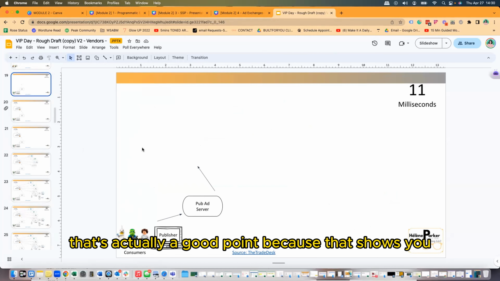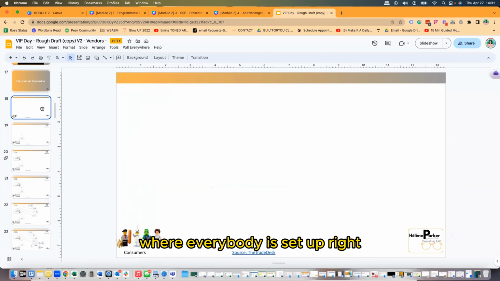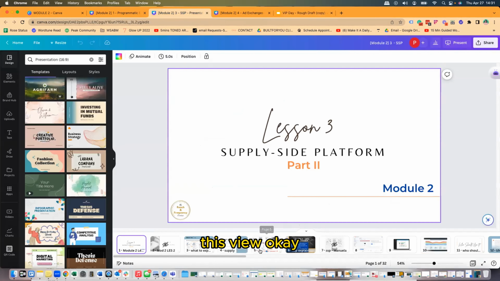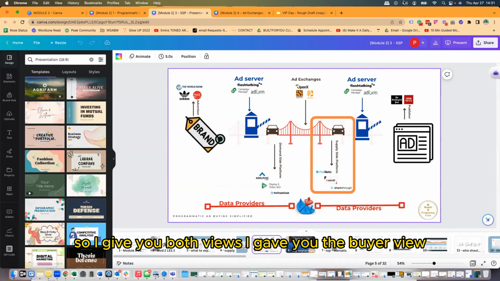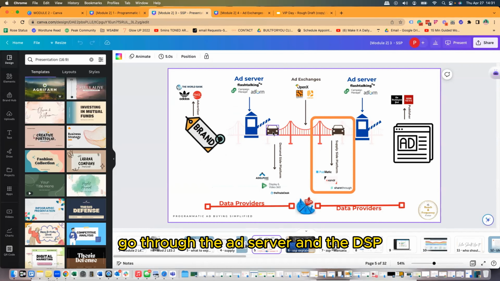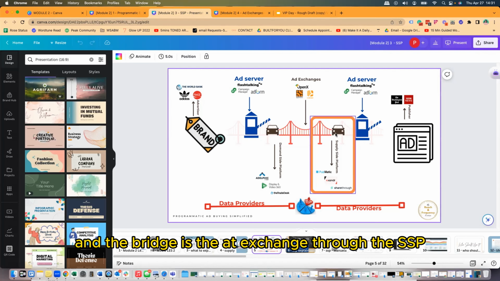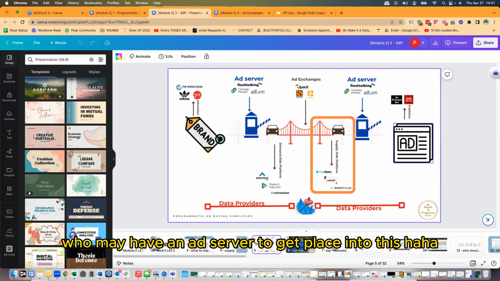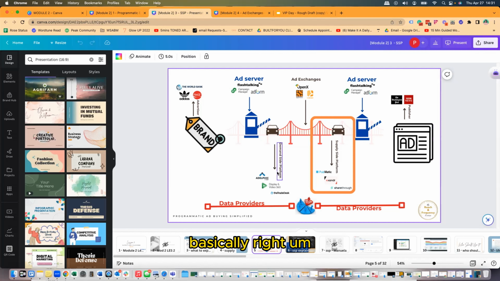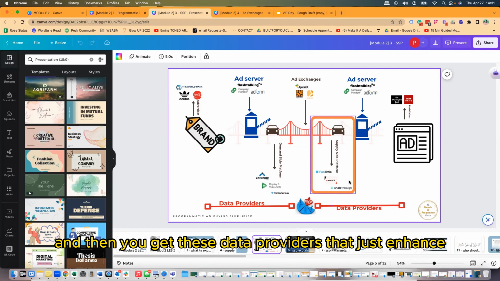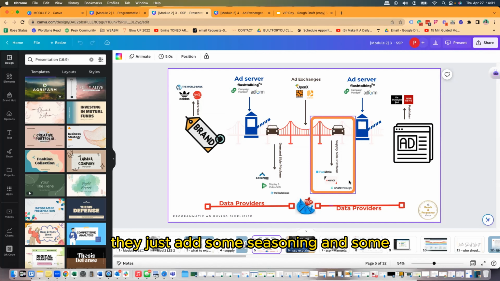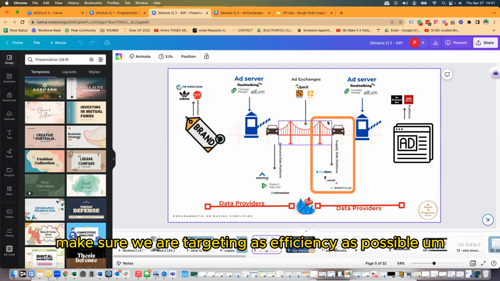Yes. Perfect. That's actually a good point, because that shows you a little bit of where everybody is set up. So the life of an impression is just your way of understanding, because you've moved from this view. Okay, so I give you both views. I gave you the buyer view, where you understand that the brands go through the ad server and the DSP, and the bridge is the ad exchange through the SSP, who may have an ad server to get placed into this. Basically, right? And then you get these data providers that just enhance, and think of the data providers as salt and seasoning. They just add some flavor into the industry, and then they help us make sure we're targeting as efficiently as possible.